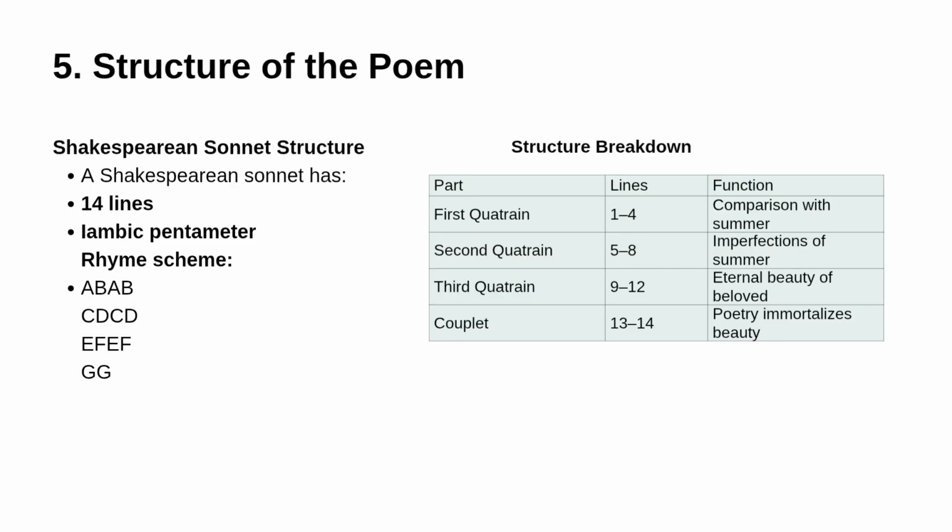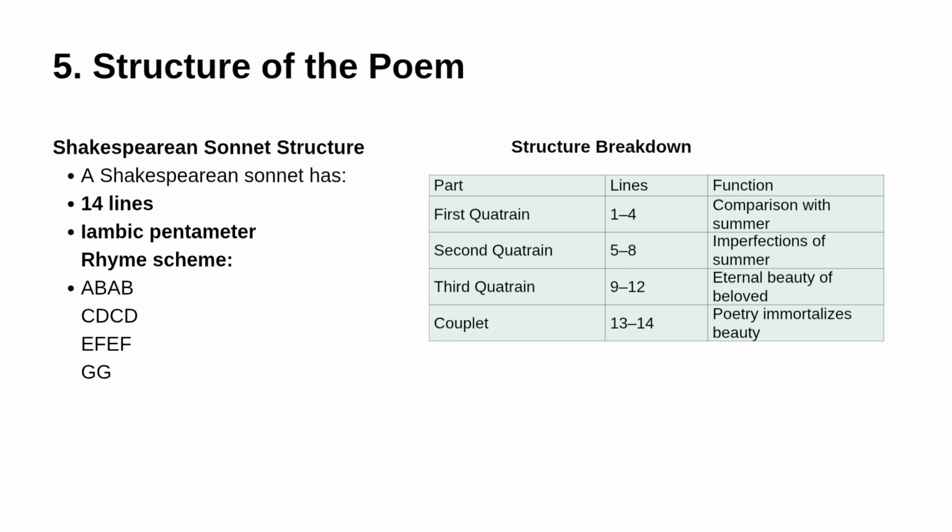Now let us examine the structure of Sonnet 18 written by William Shakespeare. Understanding the structure of the poem helps us clearly see how Shakespeare develops his central idea step by step. This poem follows the traditional Shakespearean sonnet structure. A Shakespearean sonnet consists of 14 lines, and each line is written in iambic pentameter. Iambic pentameter means that every line contains 10 syllables arranged in a pattern of unstressed and stressed syllables, creating a smooth and rhythmic flow that is characteristic of Shakespeare's poetry.